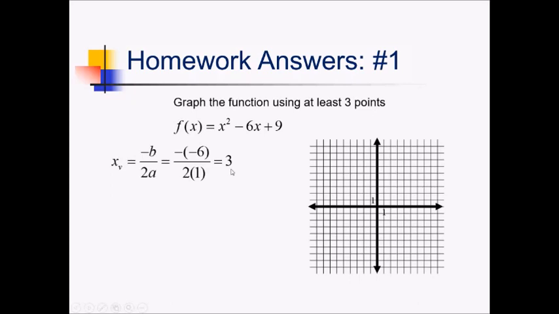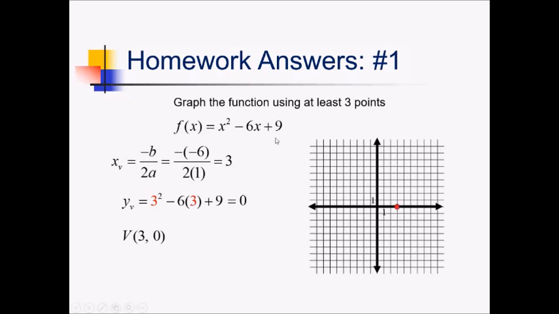To get the y value, we plug 3 in for x in the original function here. So that's going to be 3 squared minus 6 times 3 plus 9. Well, this is 9 minus 18, so that's negative 9. Plus 9 gives us 0. So our vertex then is 3, 0. And I'll put that on my graph. That's right here.